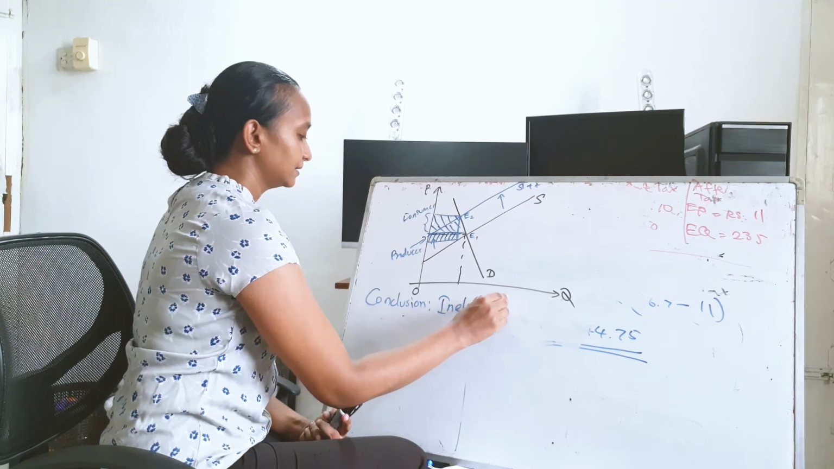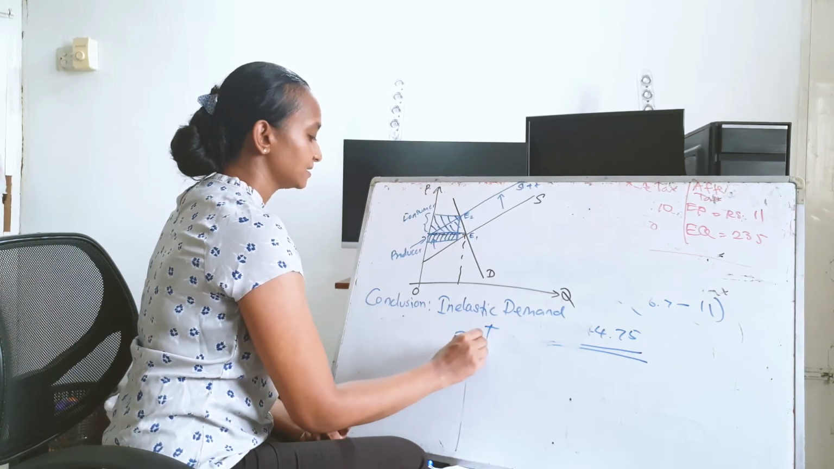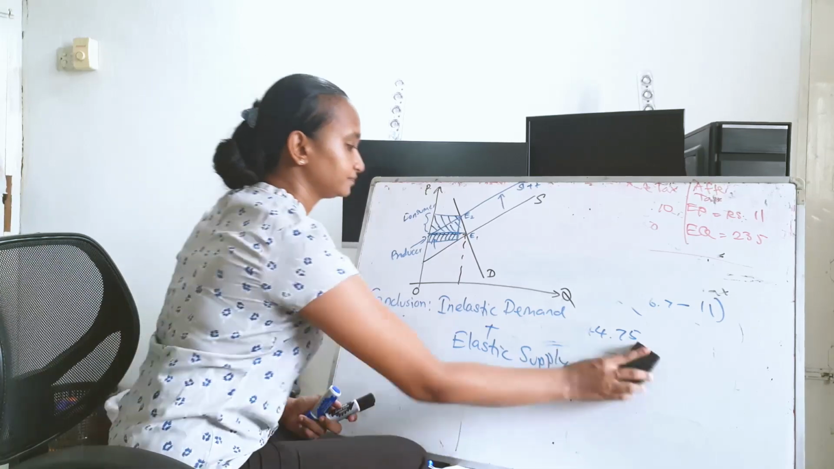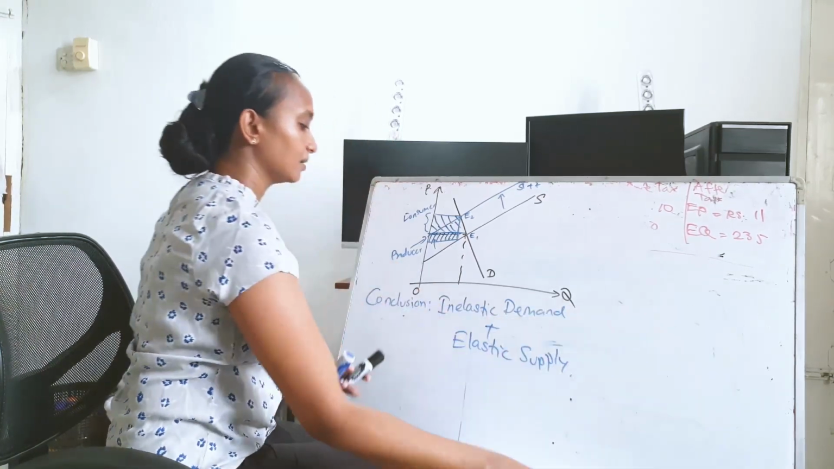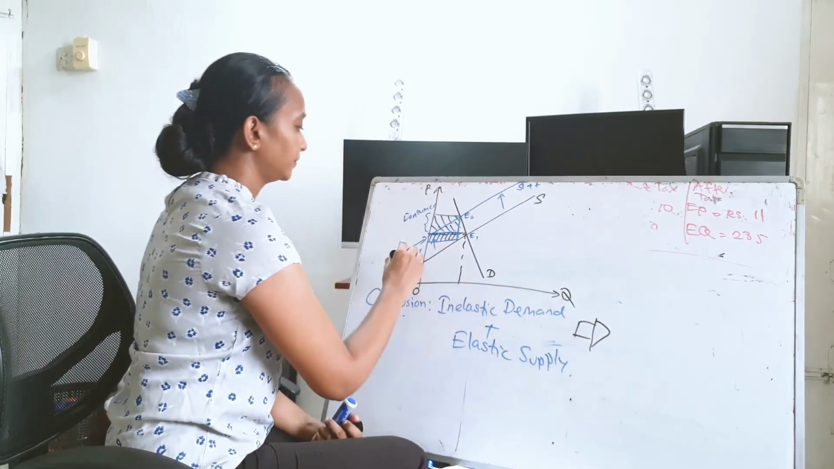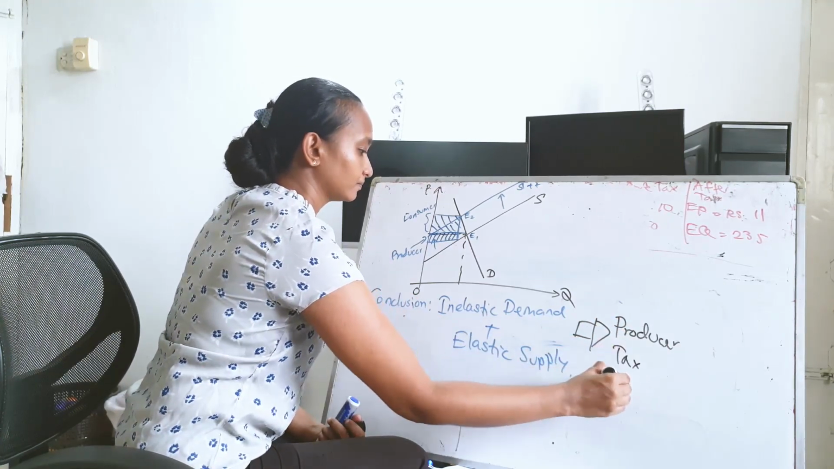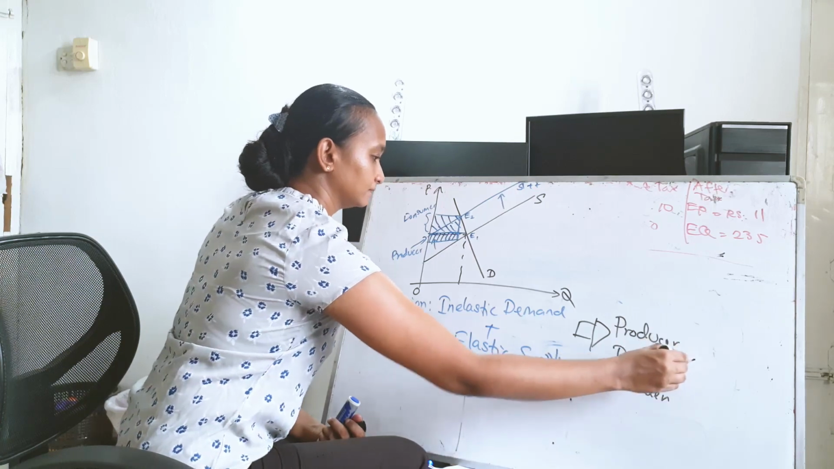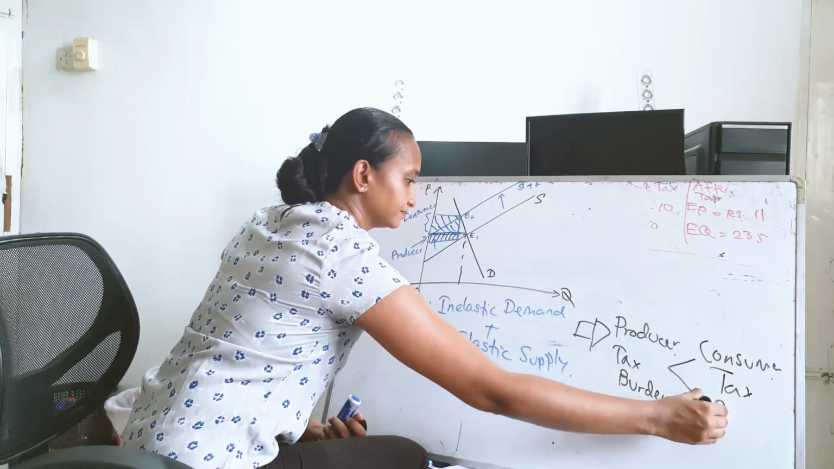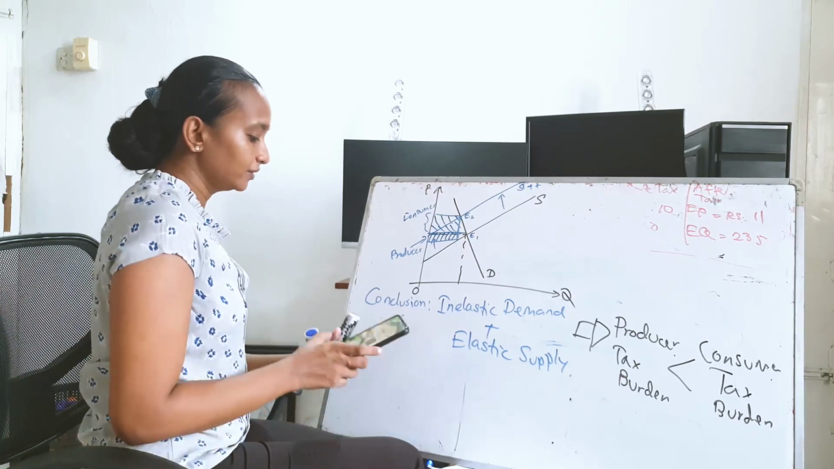Then, as a conclusion, in an inelastic demand plus elastic supply situation, the producer tax burden is lesser than the consumer tax burden. That is what you have to mention.